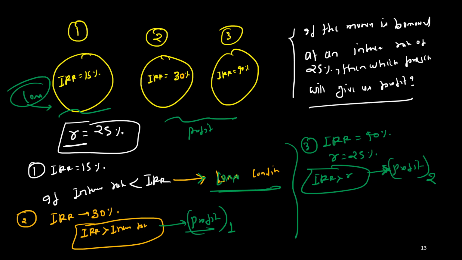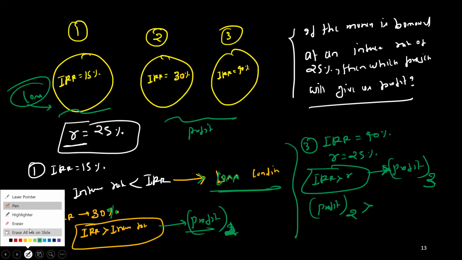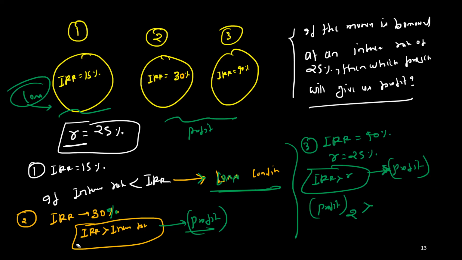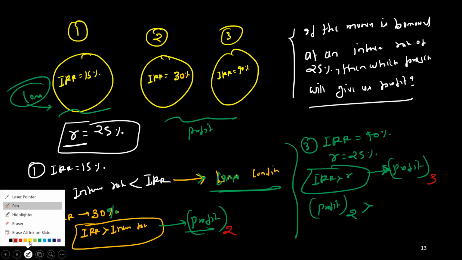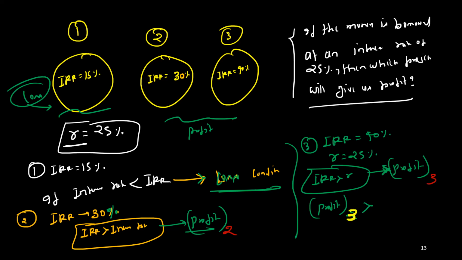So in the second project, the internal rate of return is 30%, and in the third project, the internal rate of return is 40%. Just try to understand, because I'm assuming this one is the second and this one is the third project. That's why I'm writing profit in second, profit in third, right? Since the internal rate of return in project third is greater than in project second, profit earned in project third is greater than profit earned in project second.